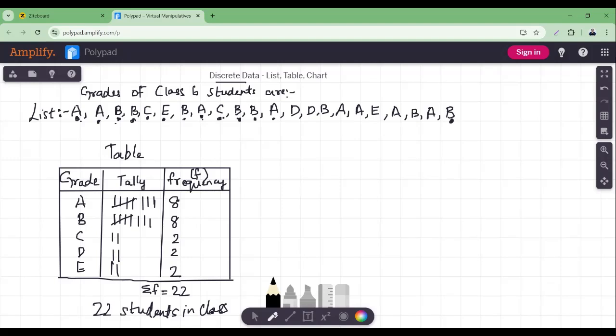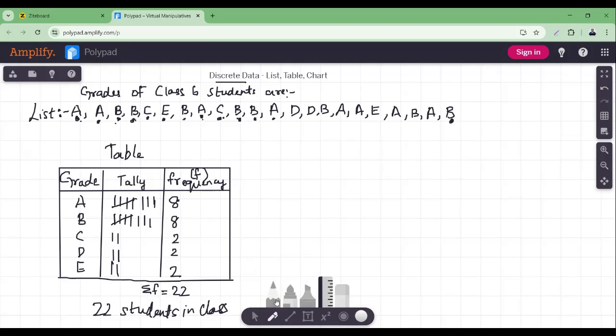So all this kind of information I can get from the table just by looking at it, and with a little bit of focus I can add and see them. I can get the total number of students as well. Okay, this is the way the same data can be represented in a table. Now let's try to do a chart.